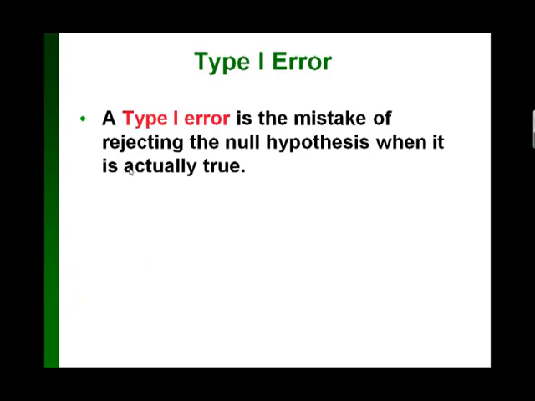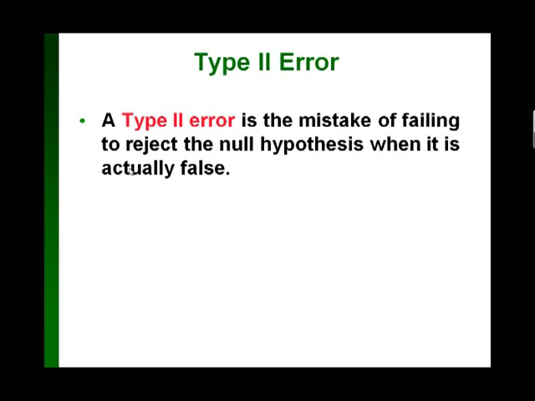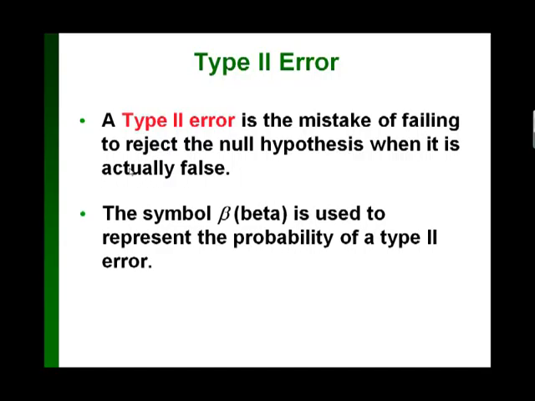A little bit about type 1 errors. This is the mistake of rejecting the null hypothesis when it is actually the true one, and this is represented by alpha. When we talk about a type 2 error, this is the other mistake. This is the mistake of failing to reject the null hypothesis when it is actually false. If you see beta, this is what we use to represent the probability of a type 2 error.